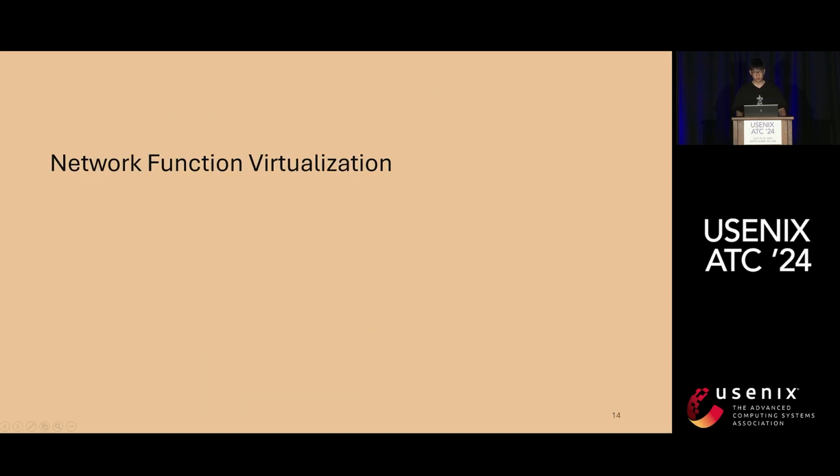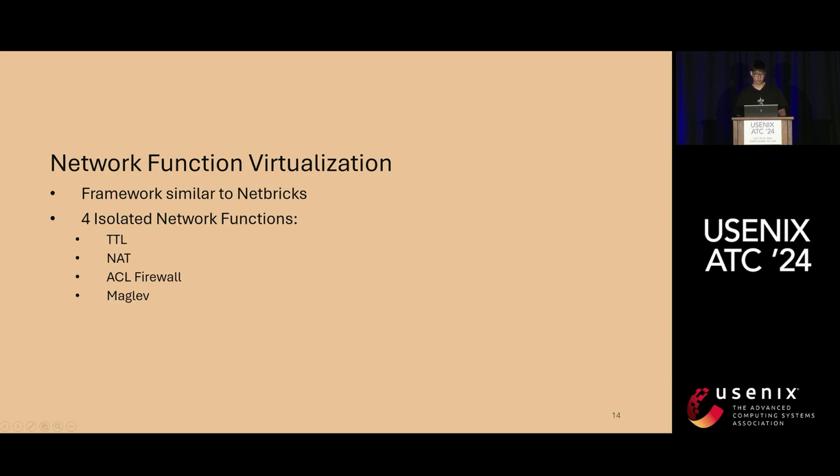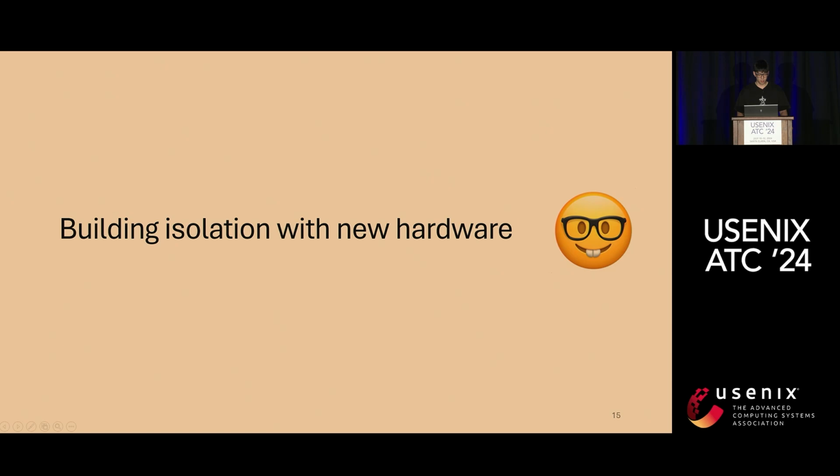To understand the performance of the isolation mechanisms, we implement a network function virtualization framework, similar to NetBricks. In our experiment, we isolate 4 different network functions and test their performance against different batch sizes. Here comes the fun part, my favorite part. How do we implement these isolations using the new primitives?